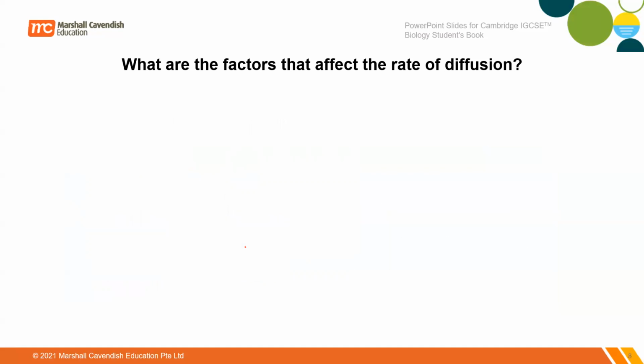Okay, because of what? Because of the kinetic energy. So we have high kinetic energy, or the kinetic energy is extremely high, when we have high temperature. So molecules will collide faster, will move faster, and particles will diffuse faster as well.